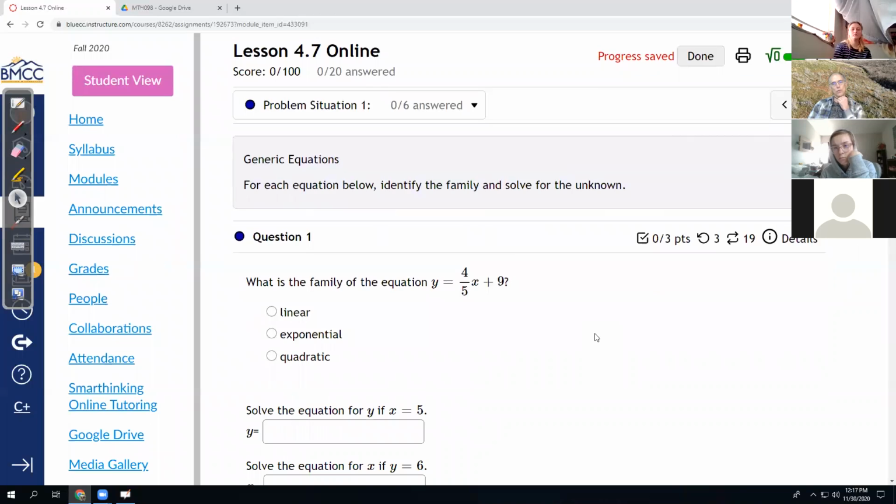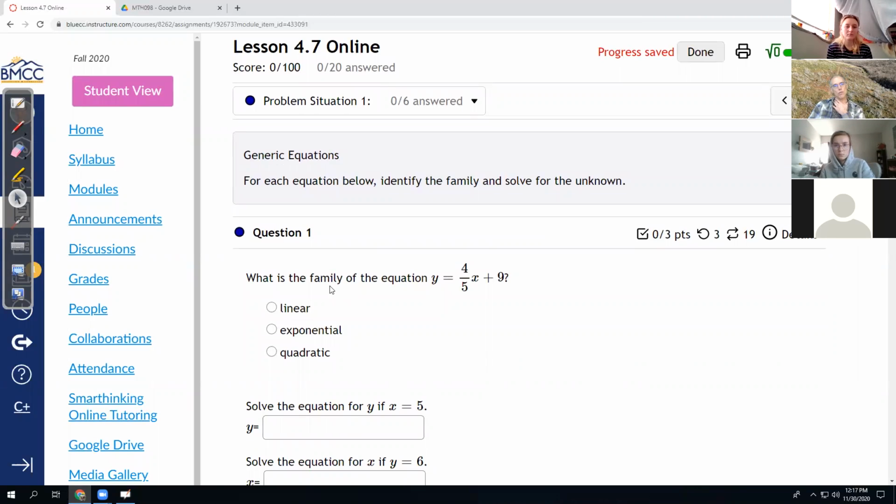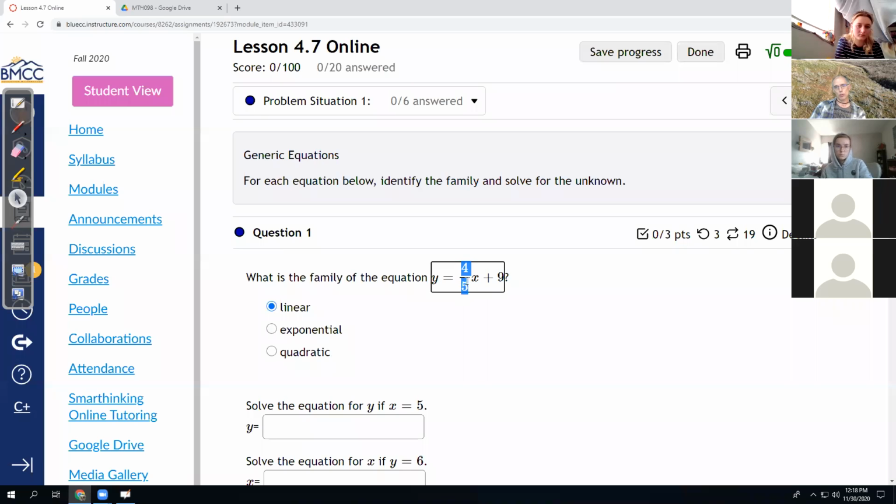All right, so let's look at this first one here. So this one says, what family is this equation right here? Is it a linear, is it an exponential, or a quadratic, which means second power? Well, there's no second power, so it's definitely not quadratic. There's no exponent as a variable, so it's not exponential. It fits the linear where we just have a multiple of x plus some other number. So the 4/5 is our multiple of x, so the 4/5 is our slope, and the 9 is our y-intercept. So I'm going to select linear there.